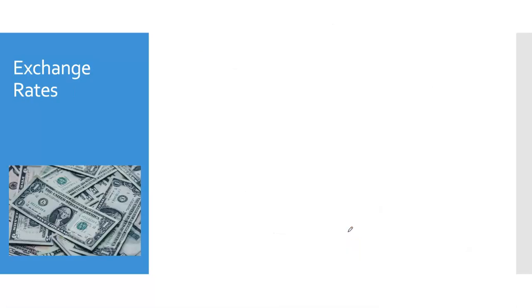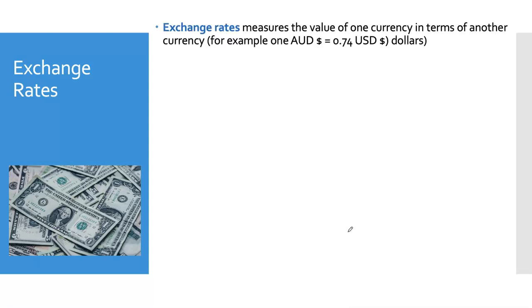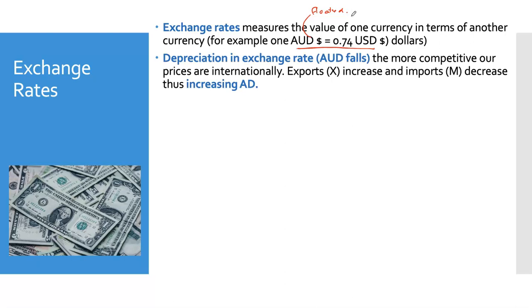Now, exchange rate is one that we haven't talked too much about yet, and that's because exchange rates are all about macroeconomics. Exchange rates measure the value of one currency in terms of another currency. For example, the Australian dollar at the moment will roughly buy you 74 US cents. Now, the important thing to recognize is that we have floated our Australian dollar, which means it changes over time. And it can change quite a bit if you look at the historical Australian dollar to US dollar rate.